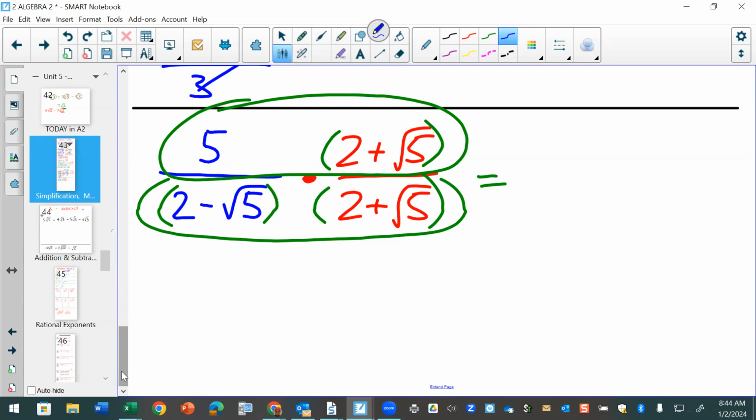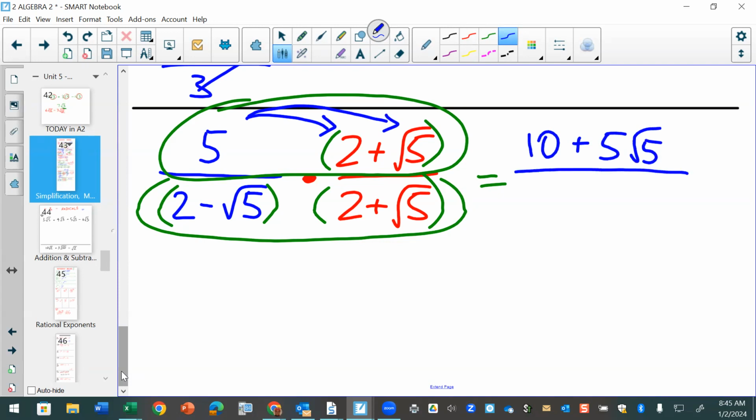Yes, right. Okay, this is that. Let me see. That's right. All right, guys. Distribute the top. What you got here? 10 plus 5 root 5. Good.